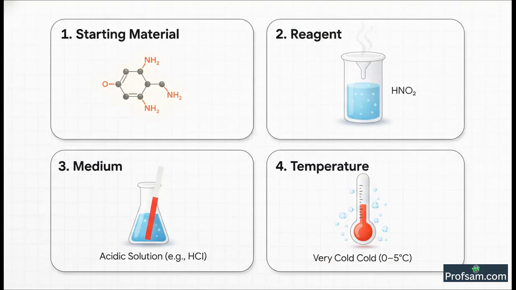And this brings us to the reaction conditions. My dear students, these are absolutely non-negotiable. If you change even one, the whole thing will fail. First, you must start with an aromatic primary amine. Second, the reagent has to be nitrous acid. Third, the whole thing has to happen in a strong acid. And finally, and this is the most critical part, the temperature must be kept very cold. We're talking 0 to 5 degrees Celsius.